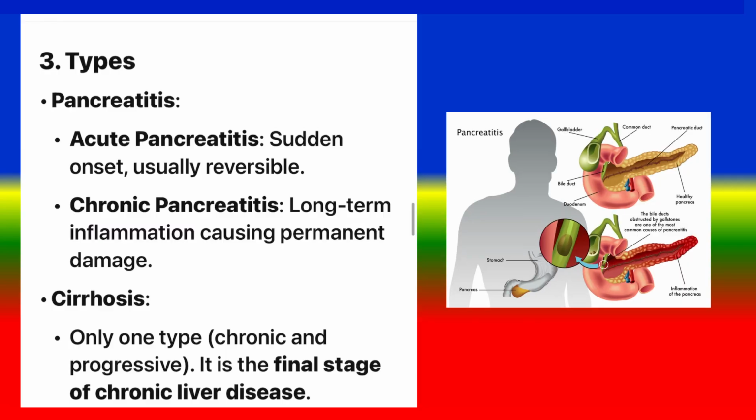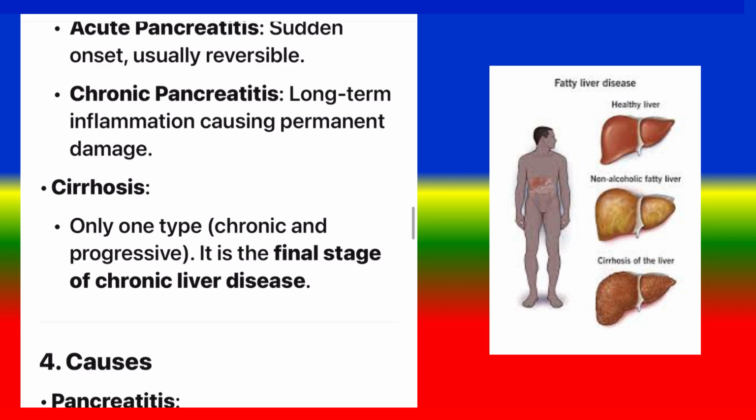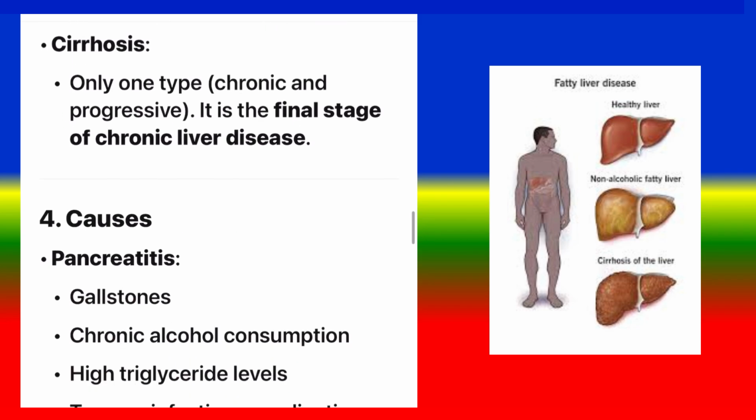3. Types. Pancreatitis. Acute pancreatitis, sudden onset, usually reversible. Chronic pancreatitis, long-term inflammation causing permanent damage. Cirrhosis, only one type, chronic and progressive. It is the final stage of chronic liver disease.